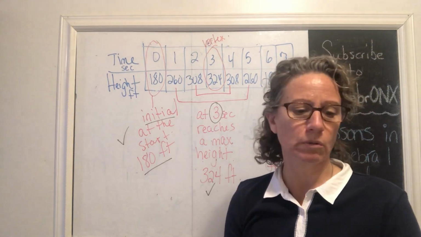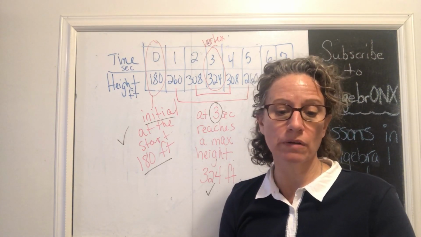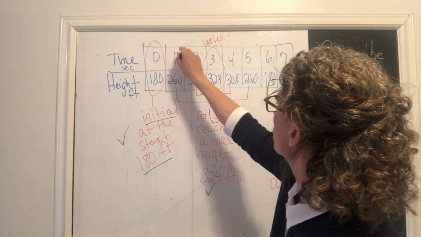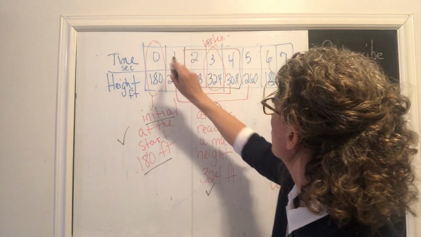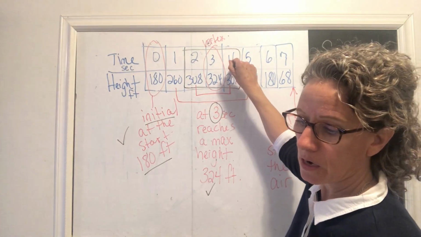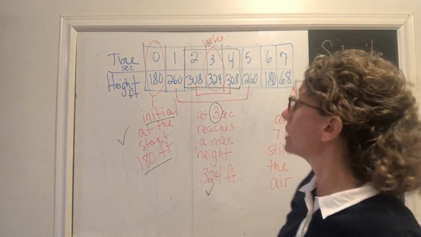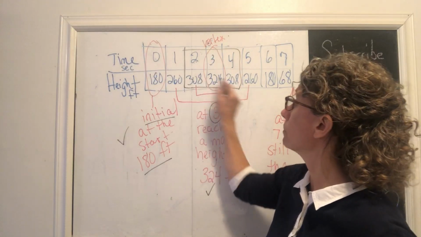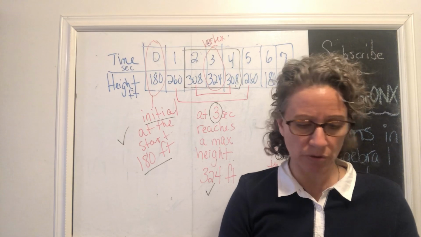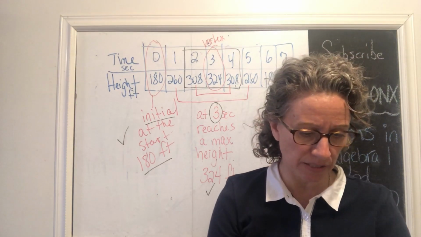But I'm going to read the fourth one. The rocket was above 300 feet for approximately 2 seconds. It was above 300 feet in this window. From 2 to 4 seconds is, yes, approximately 2 seconds. That is correct. It was above 300 feet, okay? And that's how you answer a question such as that.